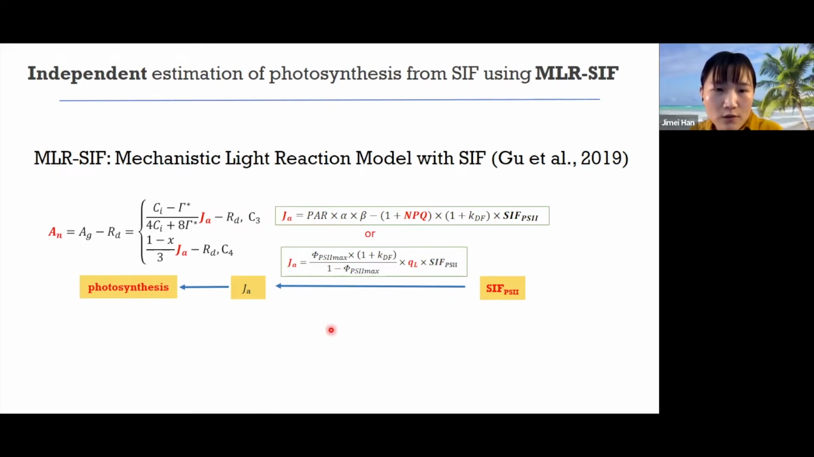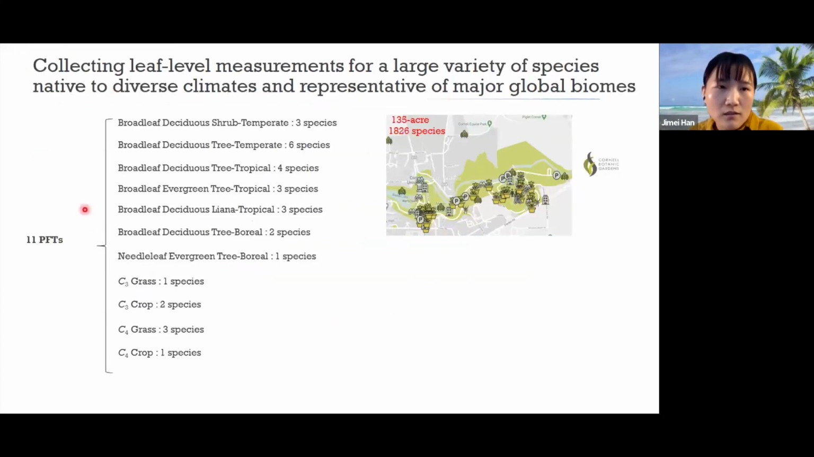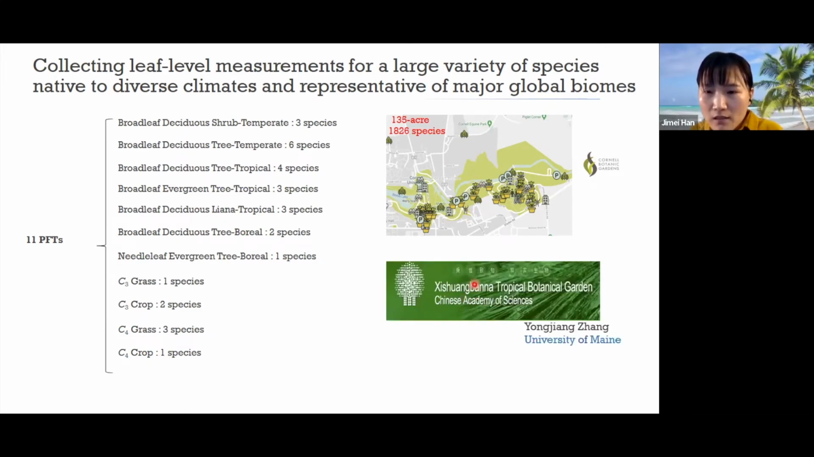To verify these models, we first focused on the leaf scales and collected concurrent measurements of gas exchange and chlorophyll fluorescence from a variety of species. These came from 11 plant functional types native to the temperate, tropical, and boreal climates in the Cornell Botanical Gardens, the tropical botanical gardens, and also from growth chambers at Oak Ridge National Lab. Here we thank Yung Zhang and his students from the University of Mayo for collecting the data in tropical species.